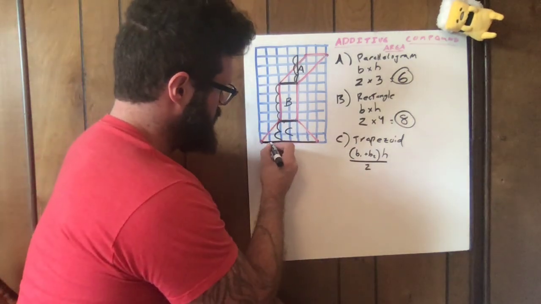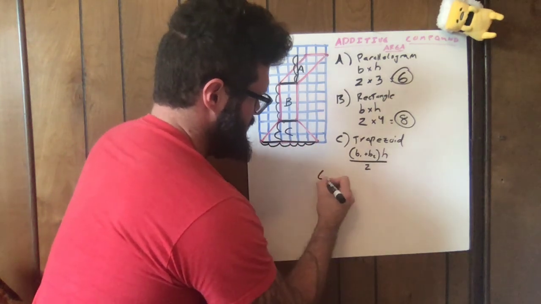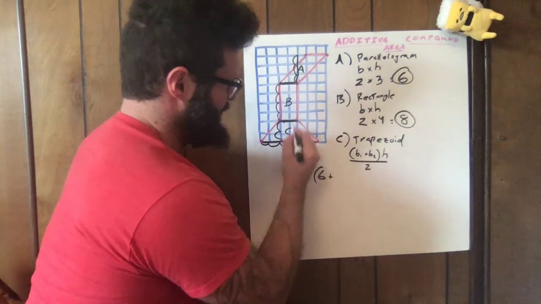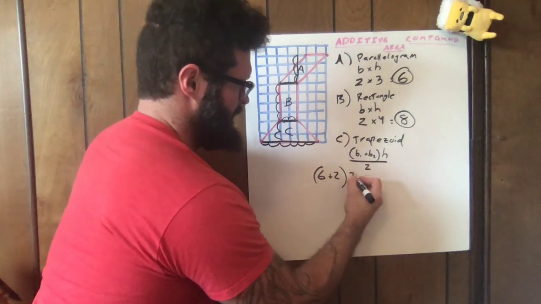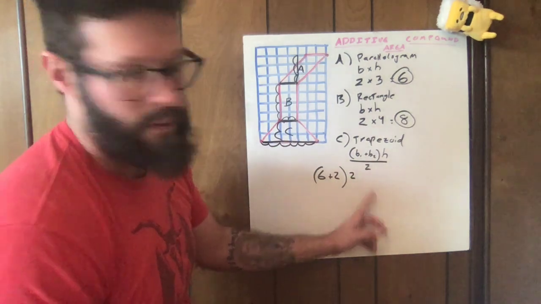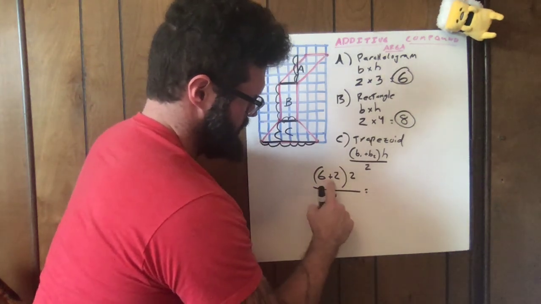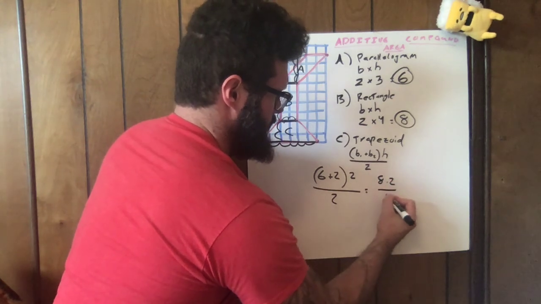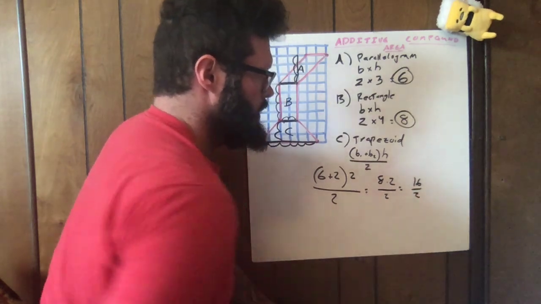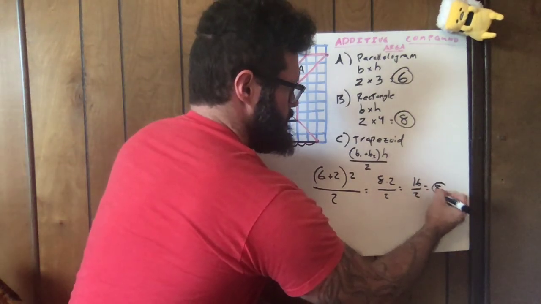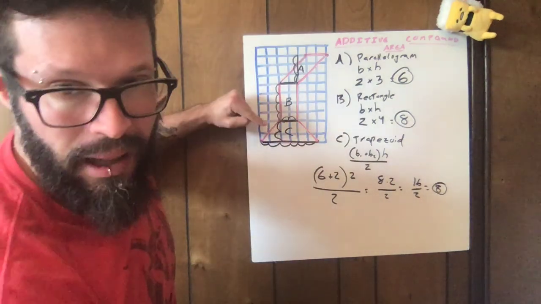So base 1, 1, 2, 3, 4, 5, 6. 1, 2, 3, 4, 5, 6. So it's 6 is our bottom base plus 2 times the height, which is 2. Because it's a trapezoid, we divide it by 2. 6 plus 2 is 8. So we get 8 times 2 divided by 2. 8 times 2 is 16 divided by 2. Half of 16. 8. Bam. This weird looking, I don't know what it is. It's like a robot leg or something.